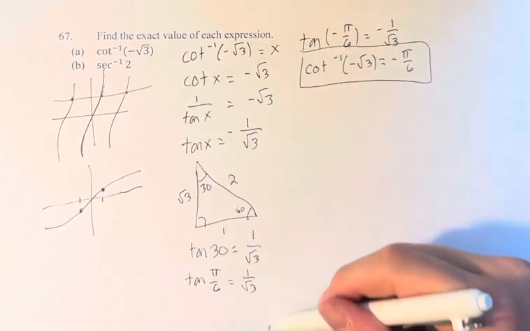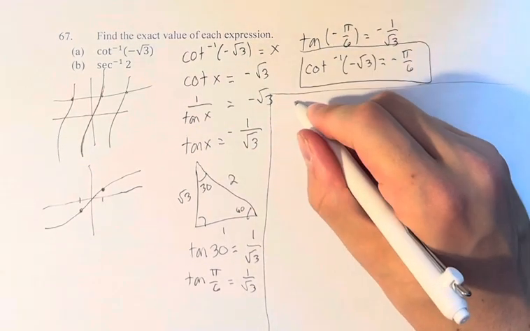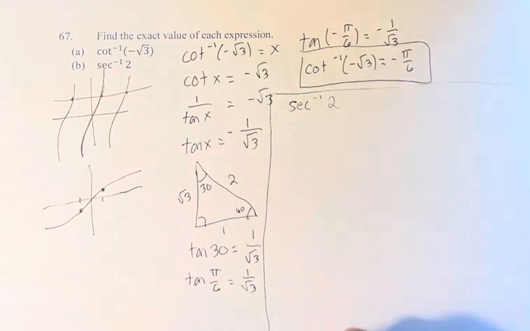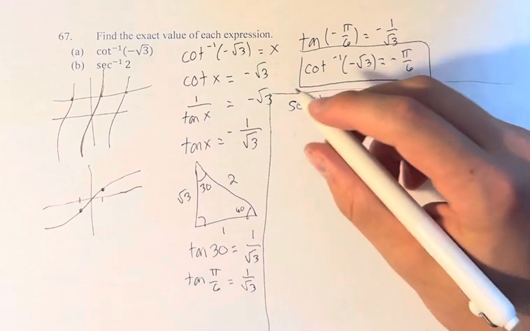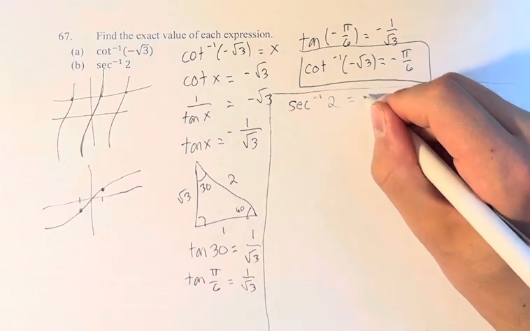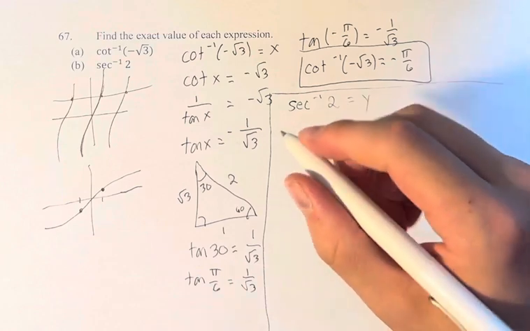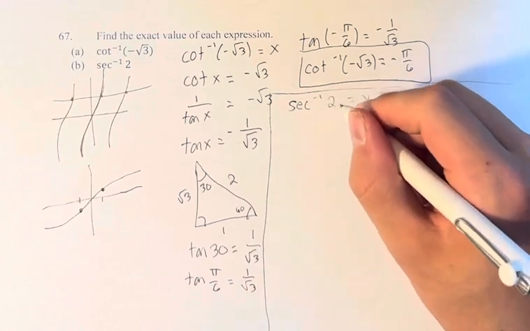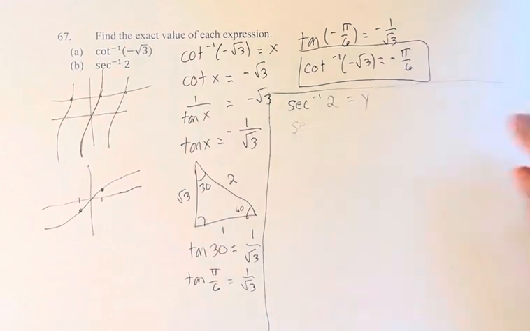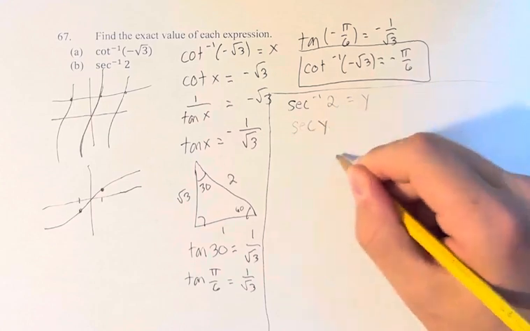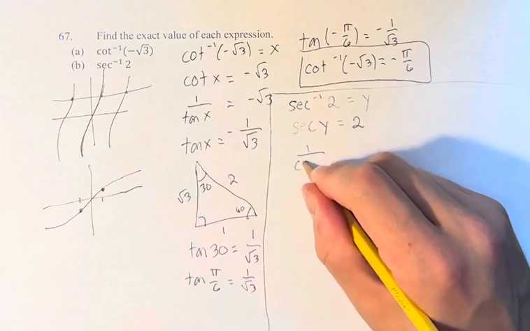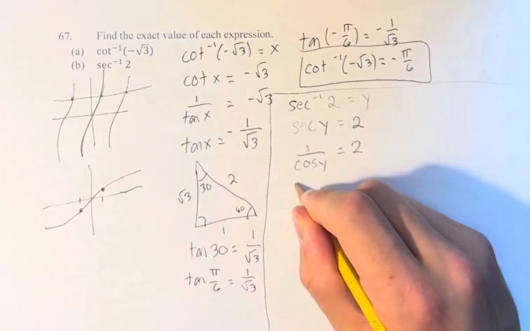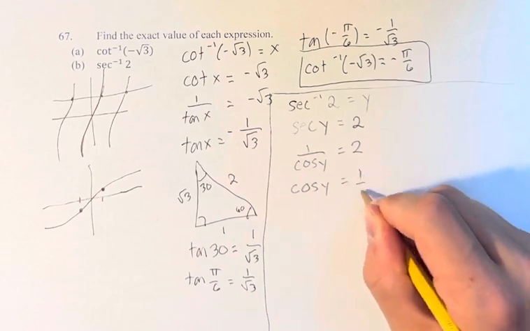Next up, we have to find, let me separate it like this, the inverse secant of 2. Inverse secant of 2, we find this by setting it equal to some y. And therefore, this is saying that secant of y equals 2. Secant is 1 over cosine, so 1 over cosine y equals 2. And therefore, cosine of y equals 1 over 2.